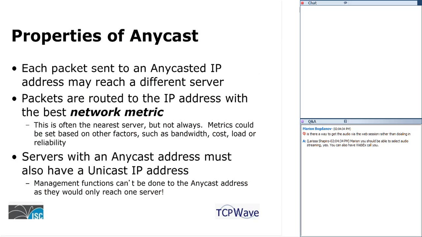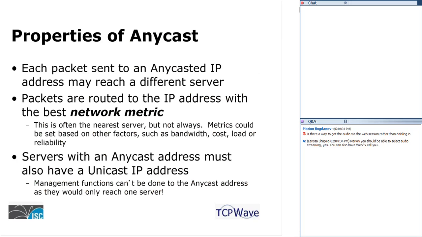So, properties of Anycast: as I said before, each individual packet is sent to an Anycast IP address, an address that is shared or configured on multiple different servers across the network. And they get there through different pipes, through different ISPs even, as determined by the routing system. And the routing system, as I said, determines the best path in terms of network metrics, of network topology.